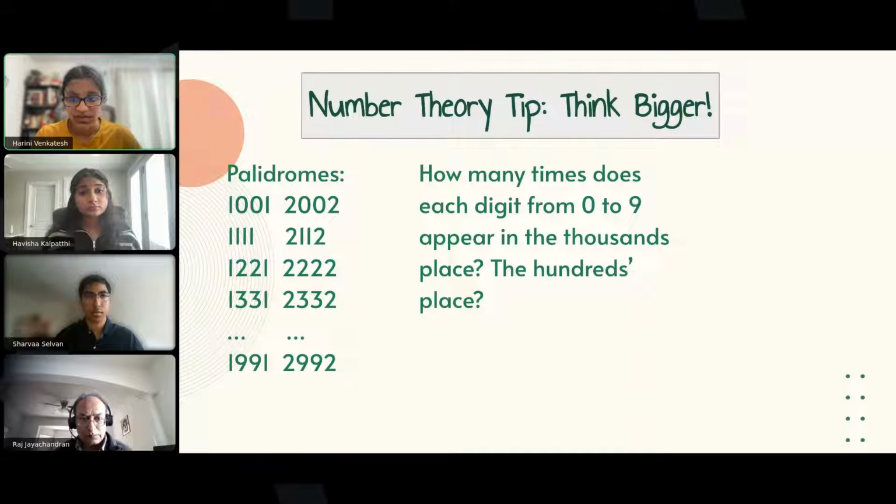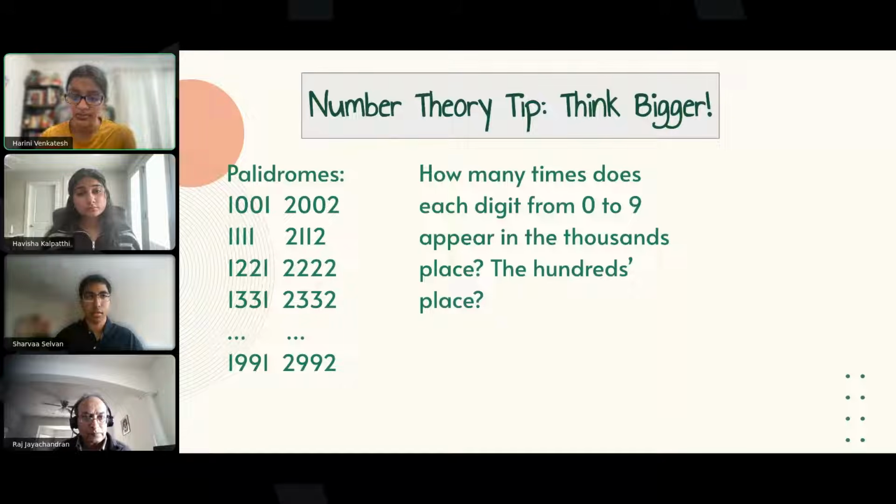Each digit from 1 to 9 is going to appear in the thousands place 10 times, right? Because as you can see here, you have 1001, 1111, 1221, and so on until 1991. So you have 10 numbers like that, and 10 for every digit that appears in the thousands place.